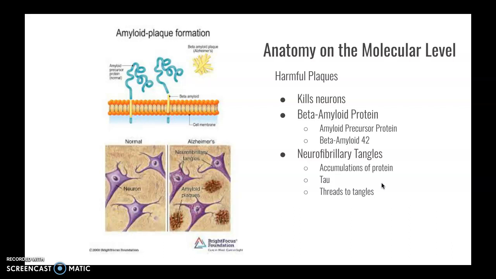Another harmful plaque that causes Alzheimer's is the neurofibrillary tangles. The neurofibrillary tangles are abnormal accumulations of a protein called tau, which collects inside neurons. In Alzheimer's disease, abnormal chemical changes cause tau to detach from the microtubules and stick to other tau molecules. Later on, when I talk about tau tangles, this is what I'm talking about. They form threads that eventually join, and then they form these tau tangles inside of the neurons.